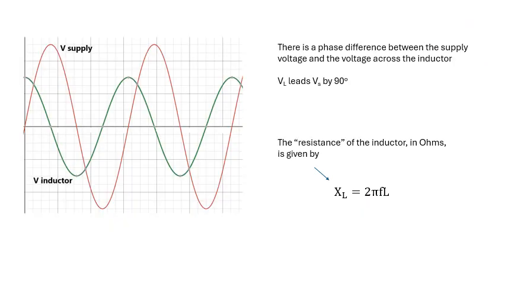Again, there's a phase difference, but this time the voltage across the inductor, we say it leads Vs by 90 degrees. Don't worry too much about that, okay? But again, there's a phase difference.